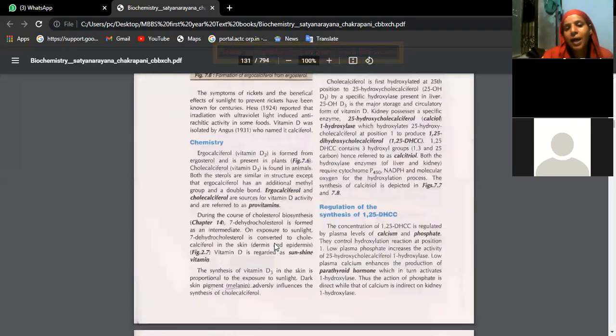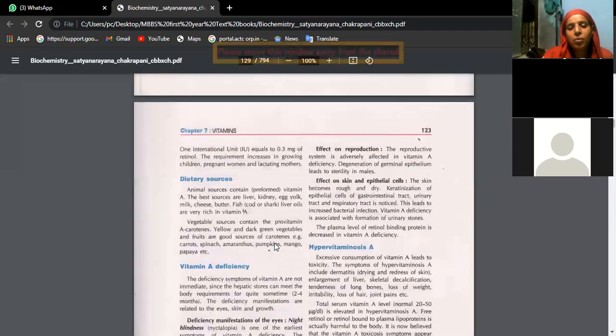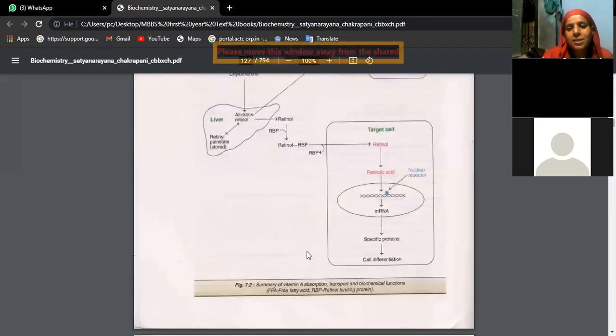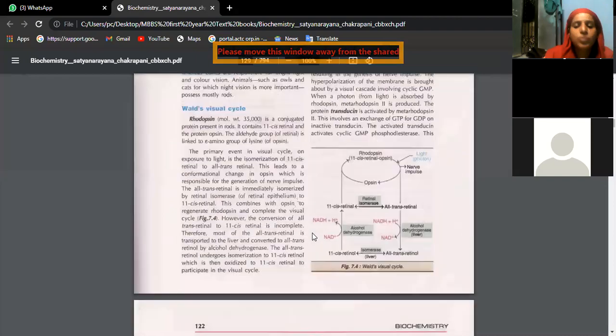Even vitamin A, I told you the same thing, if you remember. Vitamin A is also considered a hormone because it has receptors in the nucleus. It also helps in the formation of mRNA, then proteins, isn't it? That means it promotes transcription and translation. Hence vitamin A and vitamin D, according to new terminology, are also called hormones.